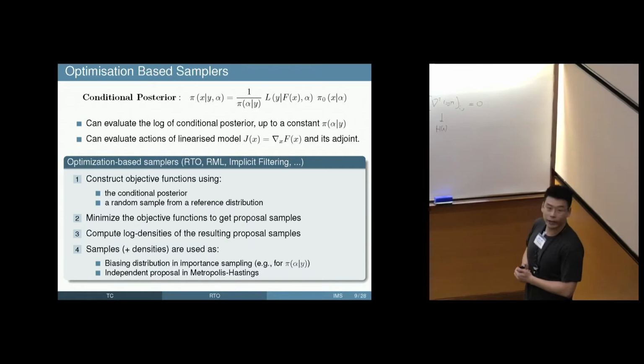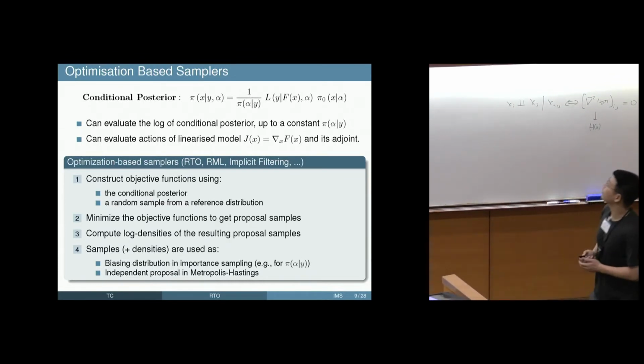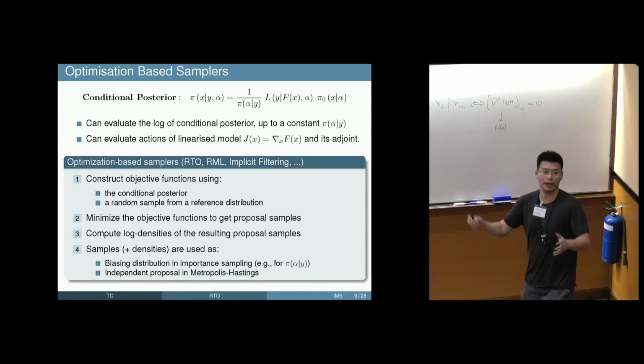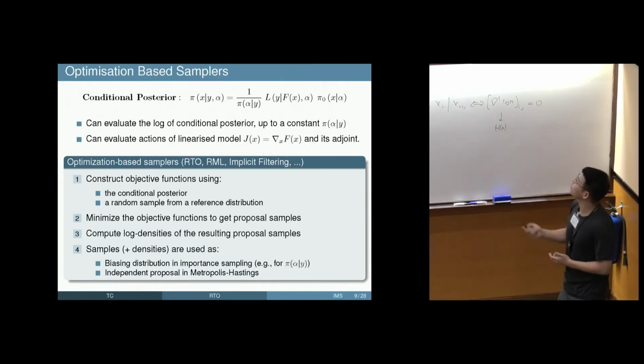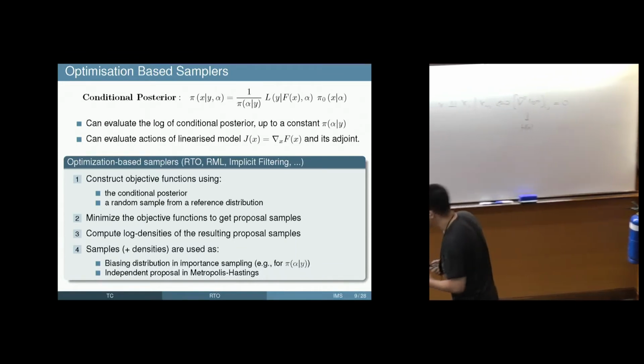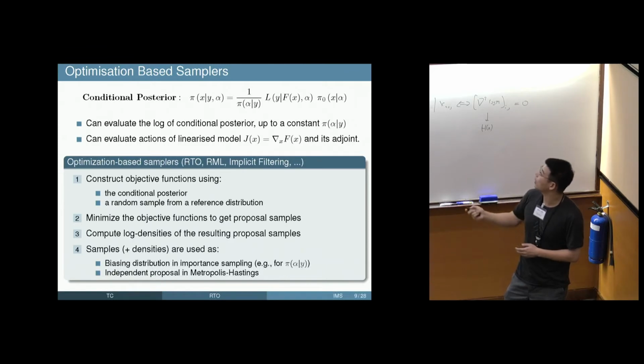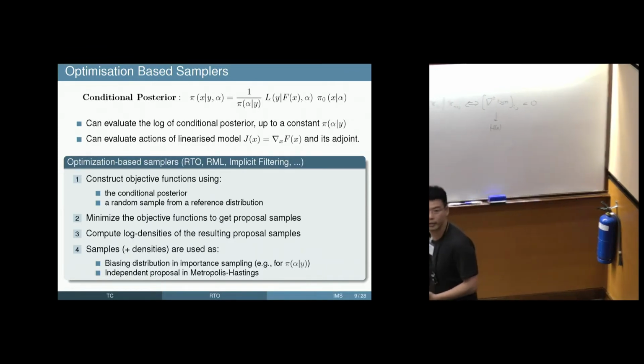So the general structure looks like the following. Say, using some components of this conditional posterior, and also using a random variable drawn from a reference distribution. Here by reference, we just use the prior distribution. By combining those two parts, we can come up with a new objective function. I will show you what it looks like in the next slides. By minimizing this objective function, we get a sample, and then we can also compute the probability density of this sample. Then we can use this sample either in importance sampling, to compute the normalization constant, or we can construct a Metropolis independence proposal to run the MCMC.